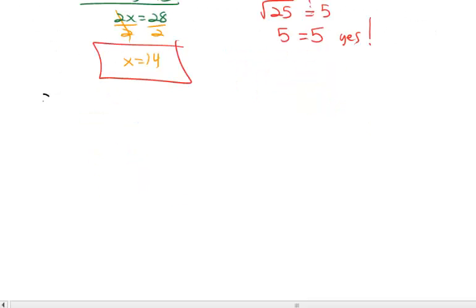Let's try another one. How about the square root of 5x plus 2 minus the square root of 3x minus 7 equals 0.